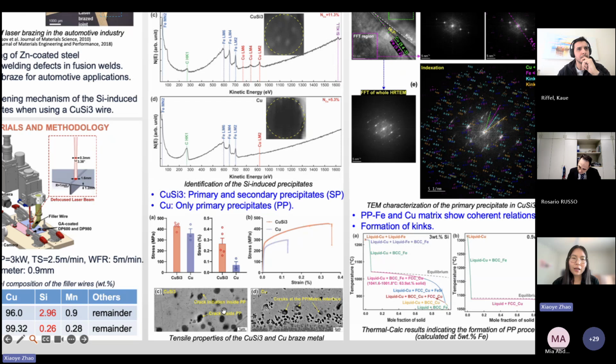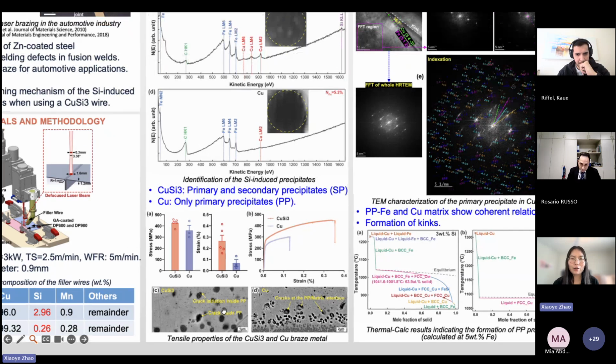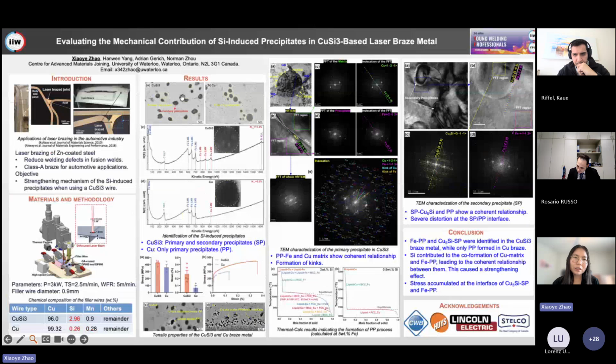And then I check the SEM for this fracture sample, and I see the crack initiates inside the primary precipitates for the copper silicon 3 braze, but there are a lot of cracks at the interface of the primary precipitate and matrix for the copper braze metal. And then I take one of these primary precipitates in copper silicon 3 for TEM analysis.